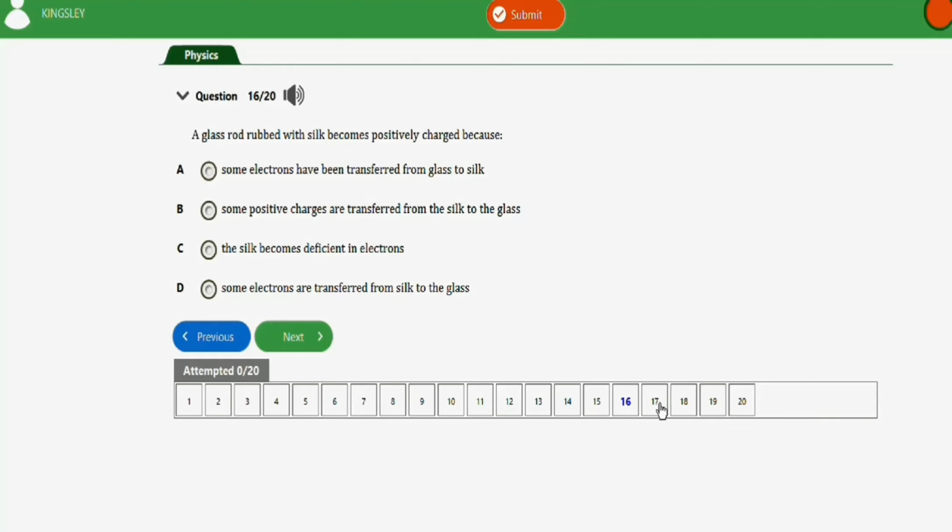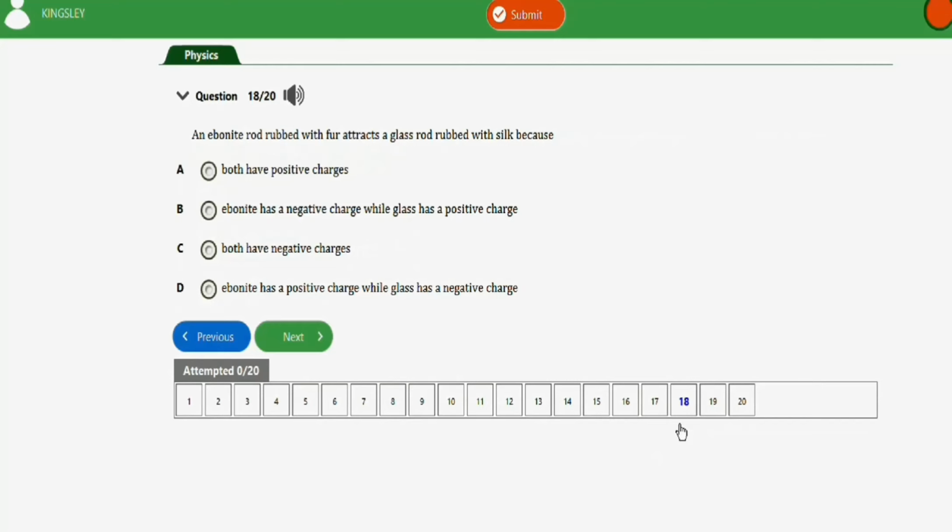The next question will be this one. It says an ebonite rod rubbed with fur attracts a glass rod rubbed with zinc because both have positive charges. Ebonite has a negative charge while glass has a positive charge. Both have negative charges. Ebonite has a positive charge while glass has a negative charge. Right option is option B, which is ebonite has a negative charge while glass has a positive charge.